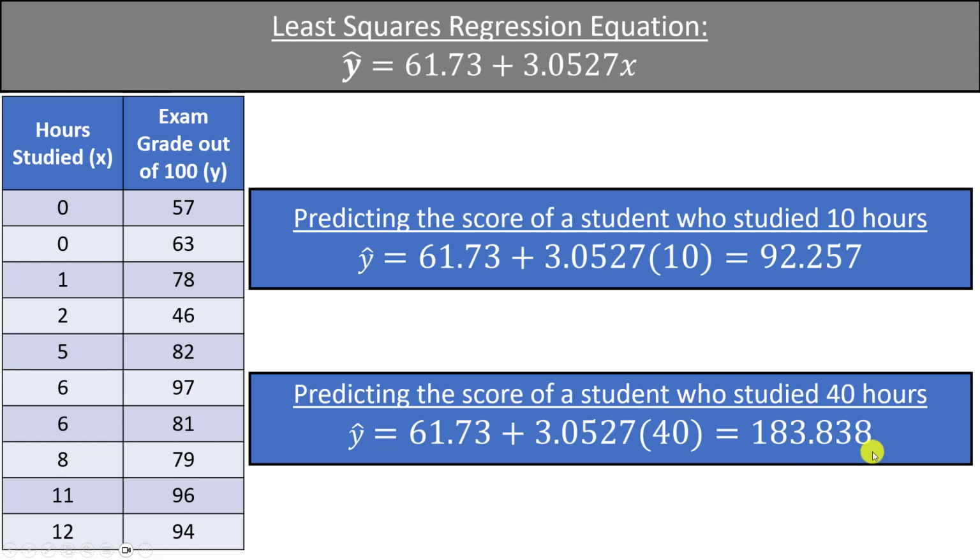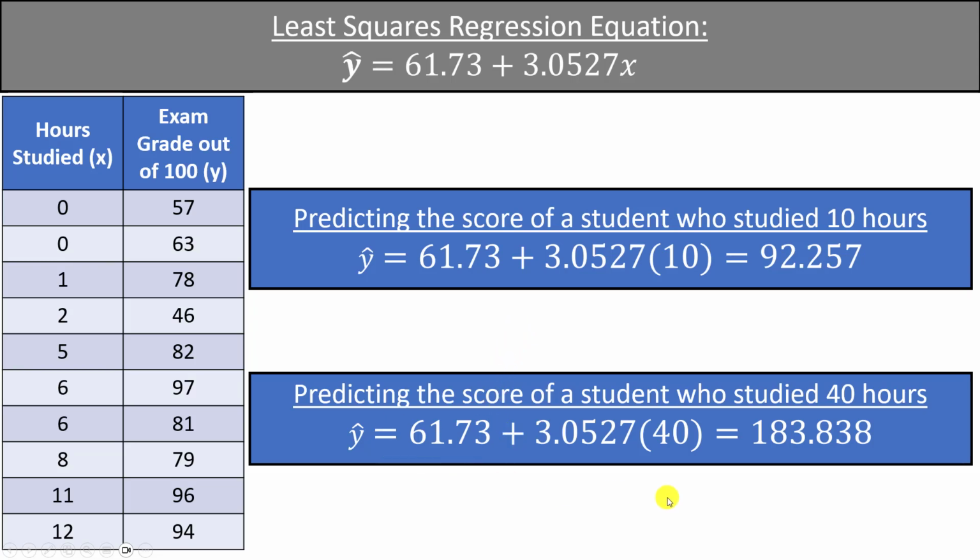183.838. So this would say if someone was to study for 40 hours, we would predict that their exam score out of 100 would be 183.838. So obviously that doesn't make any sense, and this is obviously a horrible prediction. So this doesn't really make any sense at all. So what went wrong is the question.